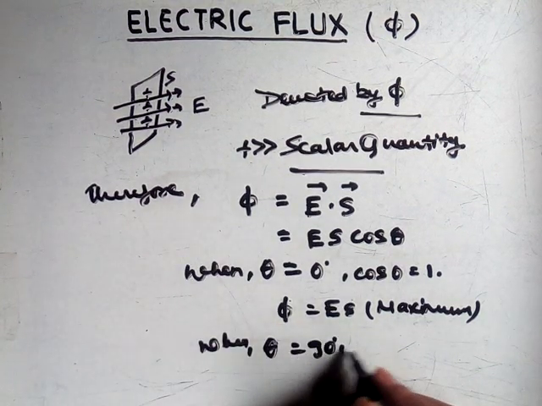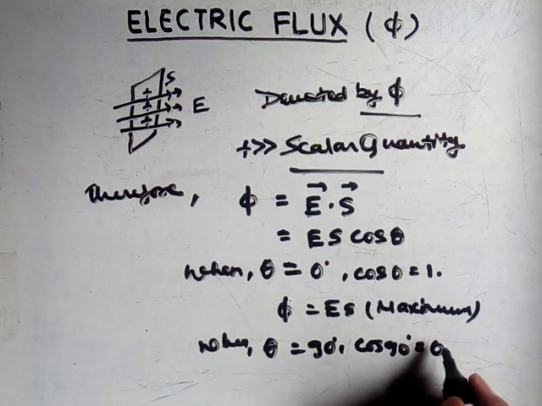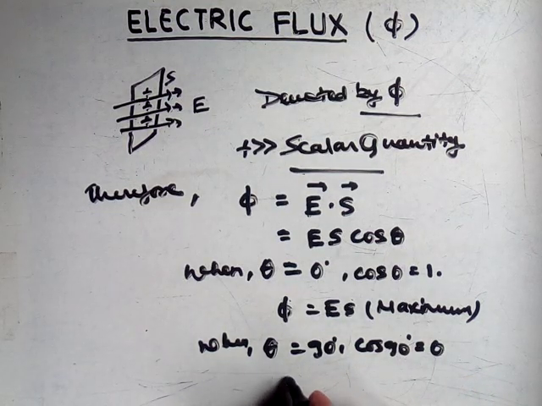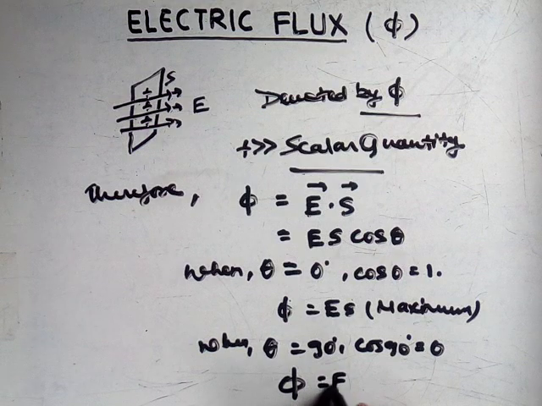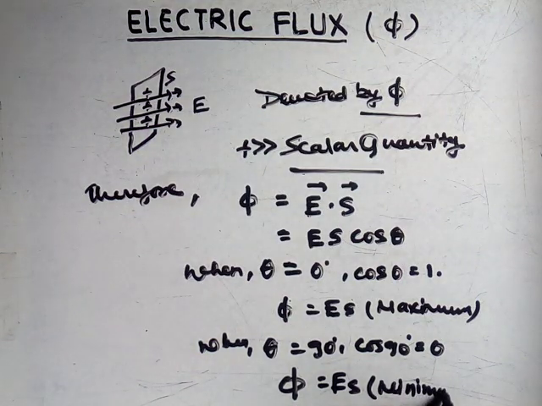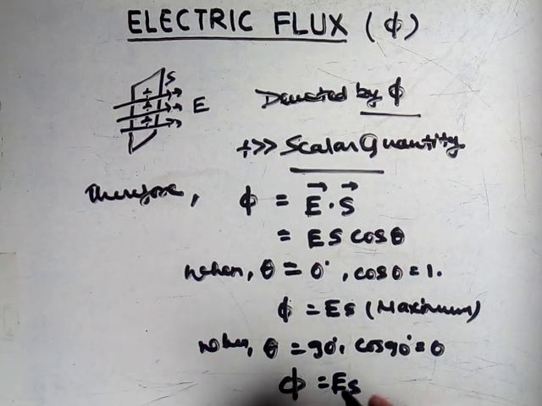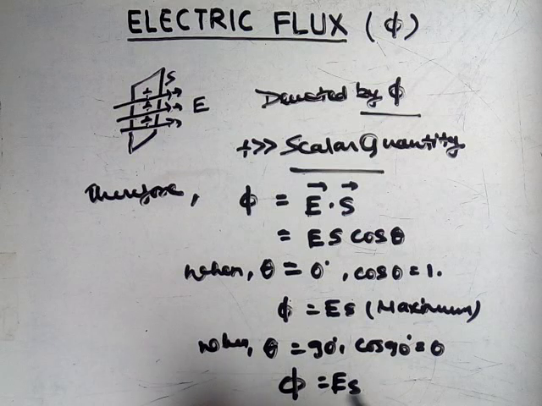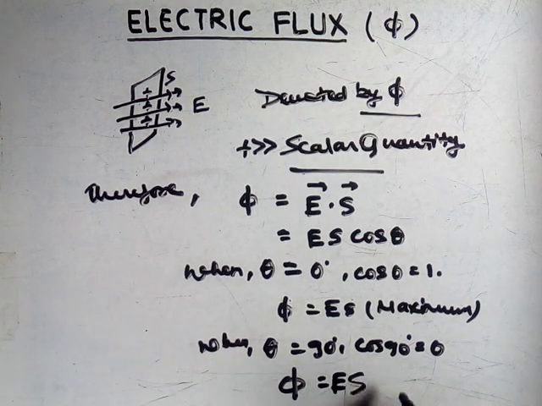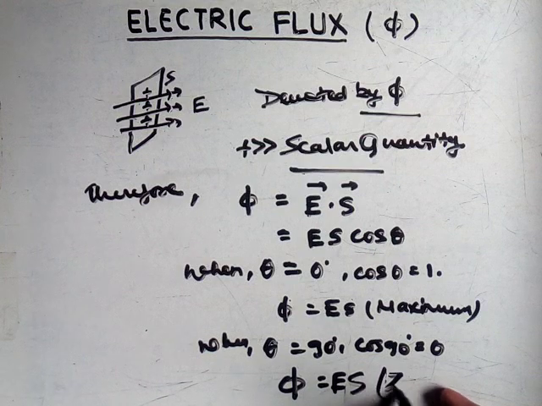90 degree, we can write cos 90 degree is 0. So here phi will be equal to zero, it is the minimum, or we can write, it means that when theta is equal to 90 degree, we have cos 90 is equal to 0. Therefore phi will be equal to 0, and this means that it is zero electric flux.